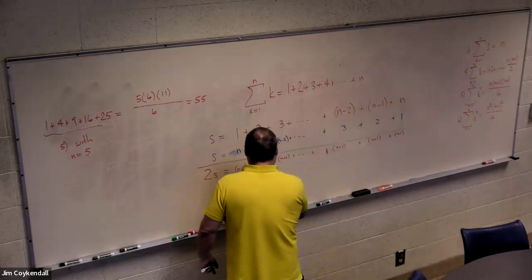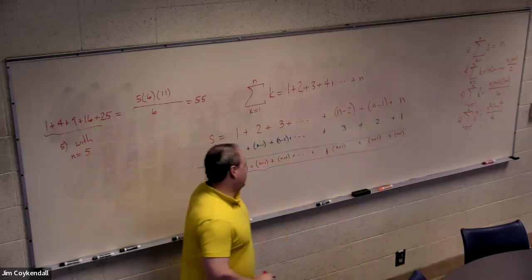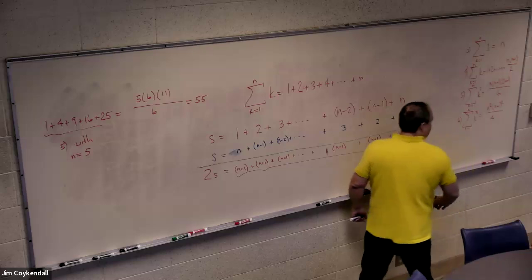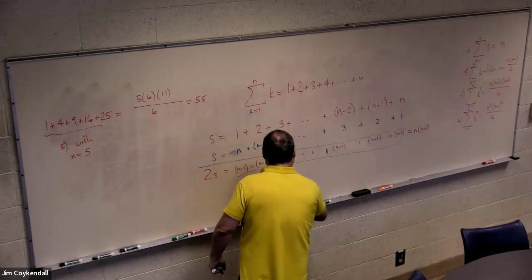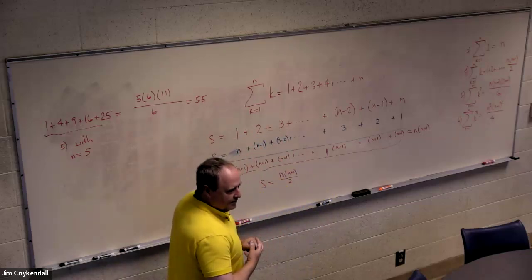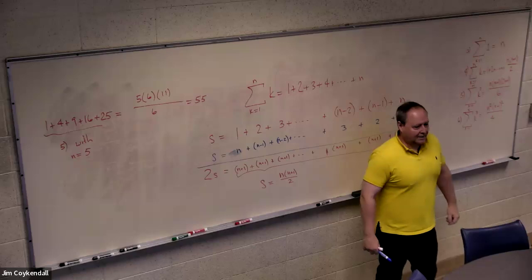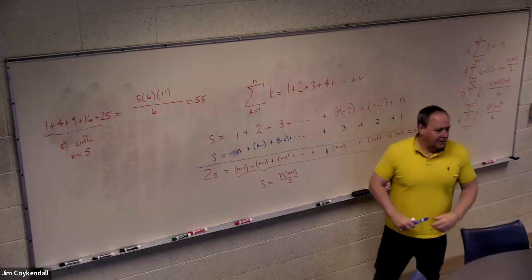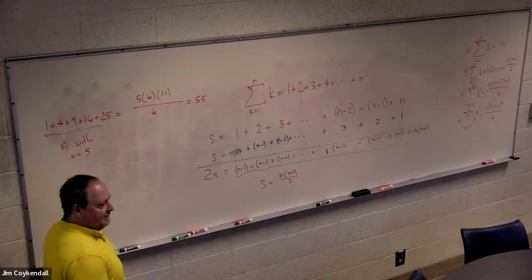Now, how many of these are there? There's n of them. So this is n copies of n plus 1. Now, divide by 2, and I get n times n plus 1 over 2. And hence, this formula. The punchline was Gauss figured this out when he was in third grade. So that's not too shabby. Any questions?